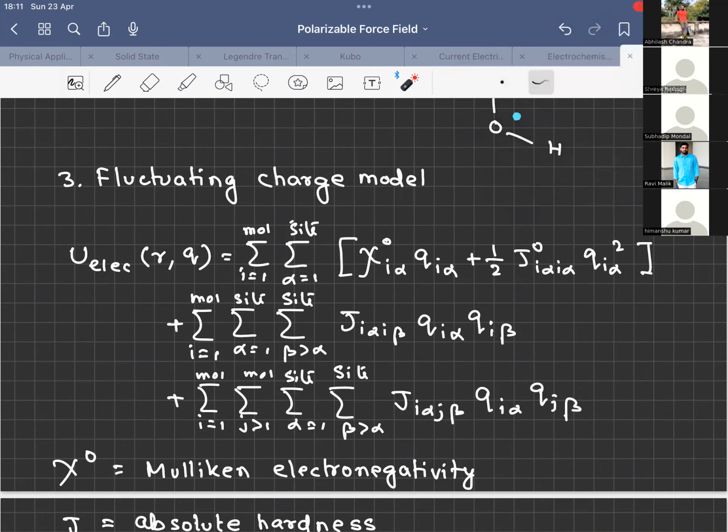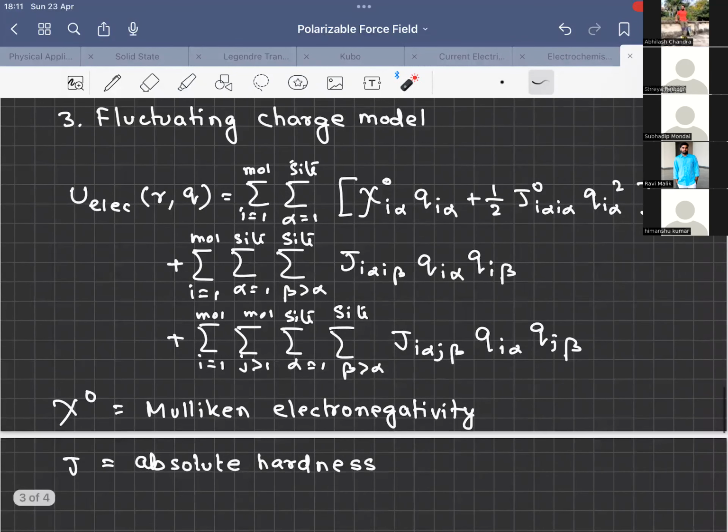Any question, Nivida? Here J0 is J, right? This J0 is the diagonal term. Okay, the Mulliken electronegativity term is more familiar than absolute hardness. So how do we calculate the absolute hardness parameter value?